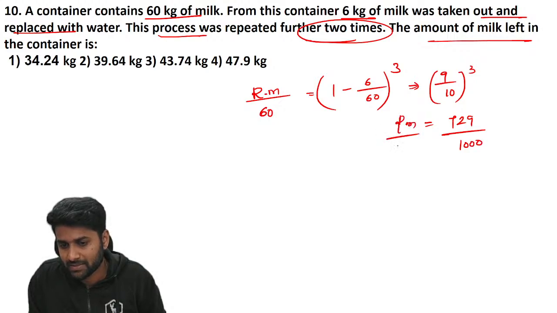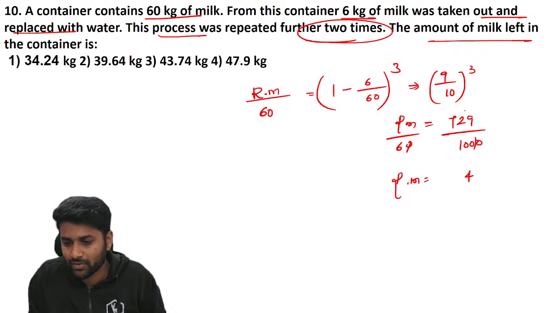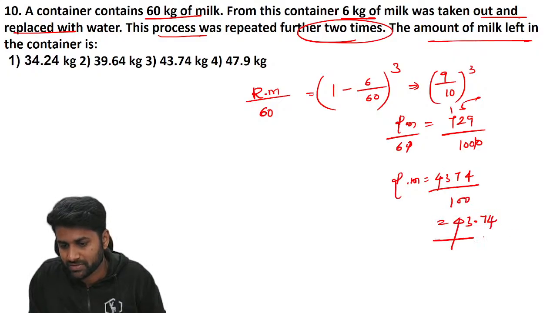Then the remaining milk divided by 60. 0, 0 cancel. Cross multiply them. Then the remaining milk: 9 into 6 is 54, 5 carry over. 6 into 2 is 12 plus 5 is 17. 7 into 6 is 42, plus 1 is 43, divided by 100. So how much is left? 43.74 is the correct answer.